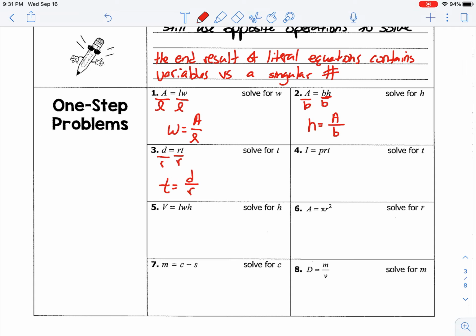Interest equals principal times rate times time. Again, we're going to get t by itself. So the p and the r are being multiplied. So we're going to divide the p and the r out of there. So t is going to equal I divided by pr.